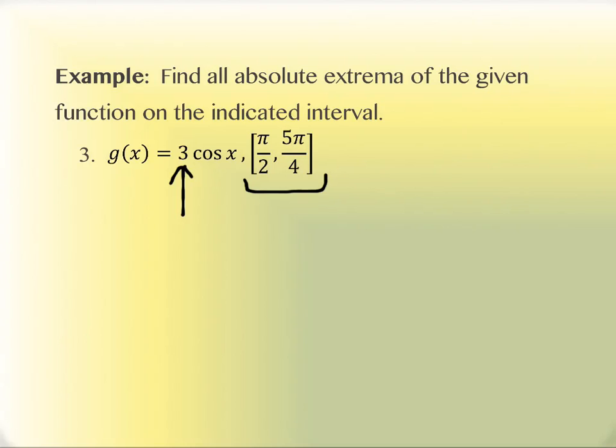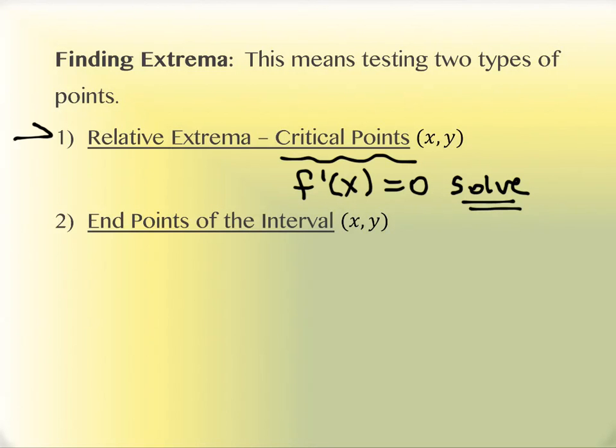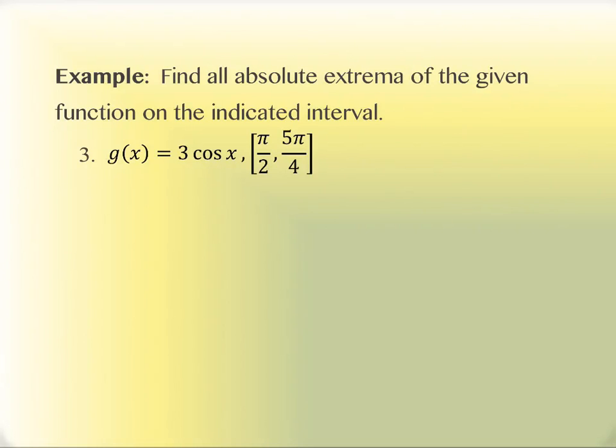So the first thing we're going to do, and we're going to do it in the order that I listed on the previous slide, is we're going to find the relative extrema on the interval. Relative extrema means to take the graph that we're given, or the equation of the graph, and find the derivative. So what is the derivative of 3 cosine of x? Excellent. -3 sine of x. All right. And then what do we do when we find the derivative to find relative extrema? Right. Set it equal to 0.